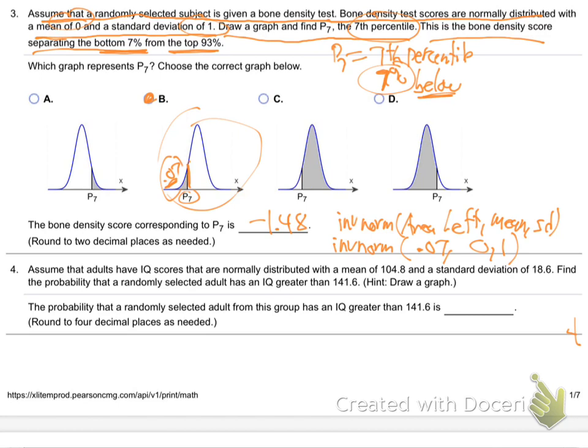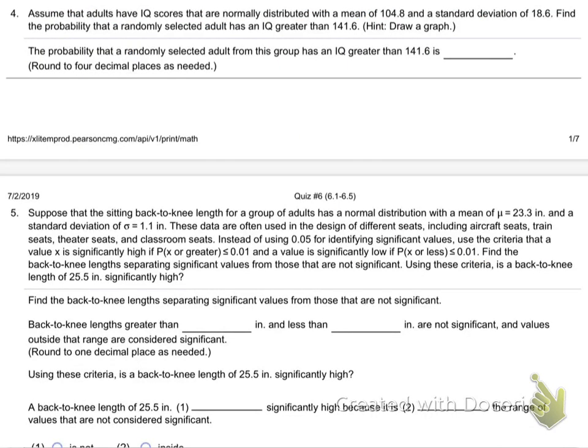There we go. All right, here on number 4. Assume that adults have IQ scores that are normally distributed with a mean of 104.8, standard deviation of 18.6. Find the probability that a randomly selected adult has an IQ score greater than 141.6. Hint, draw a graph. Okay. So for all these questions we're going to draw a bell curve because they said IQ scores are normally distributed. They are. Always put the middle and put right there what the middle is. It's the mean, 104.8.